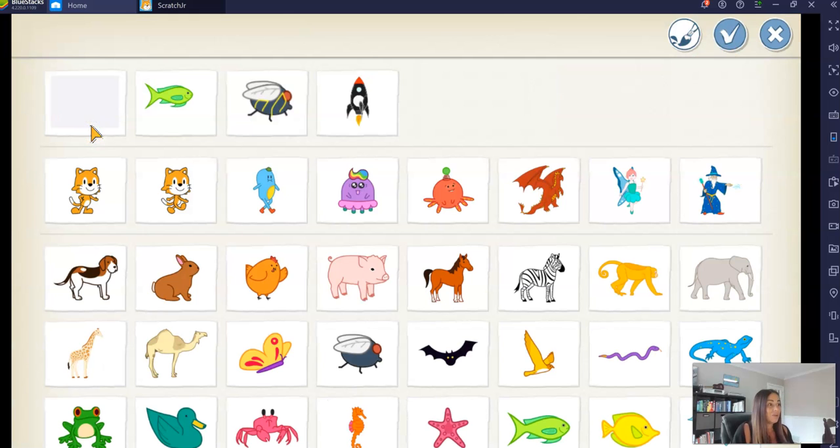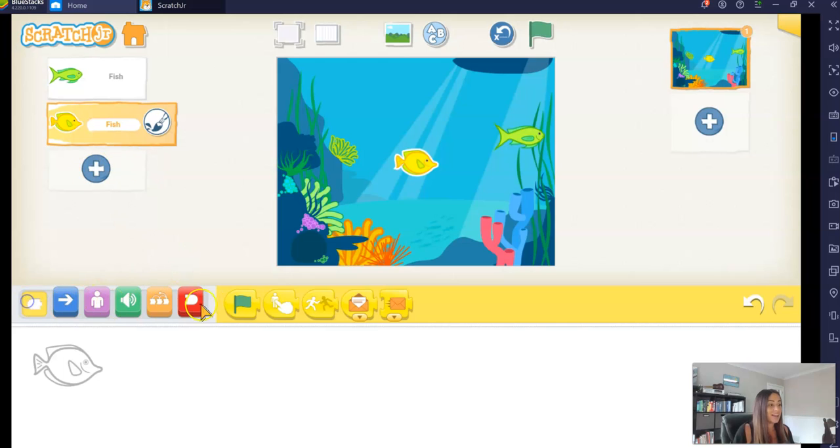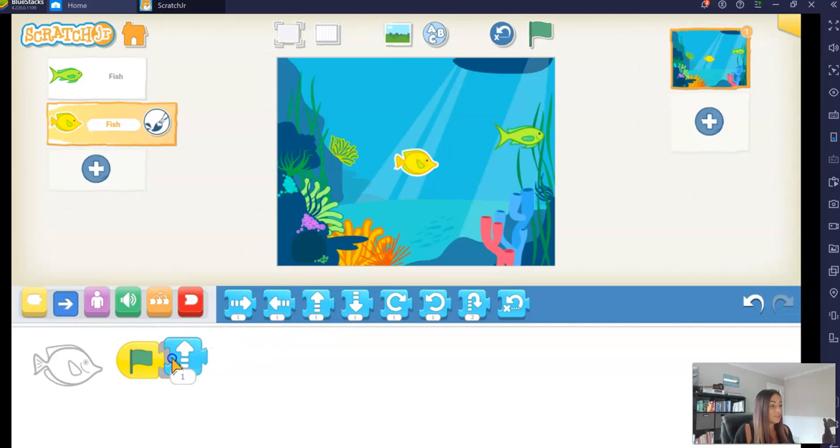So I'm going to add a new fish. I'm going to use the yellow fish now, and I'm going to write code to make my fish move. I'm going to make this fish go up. Then I'm going to make my fish turn around a full rotation. And then how about we make the fish go down? So my pattern for my fish is up, turn, down, up, turn, down. Now right now it is only going through one time. So we need to make it a repeated pattern.